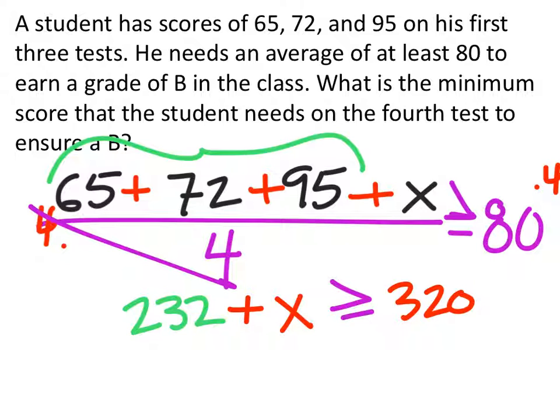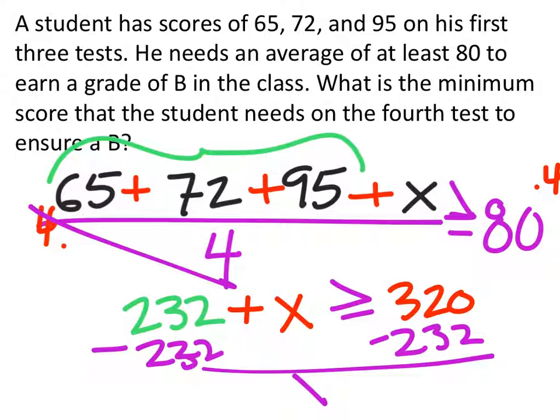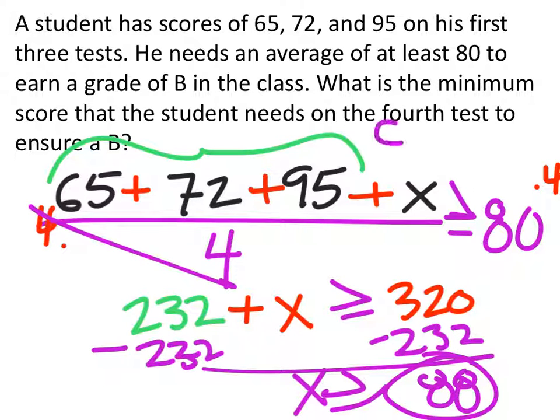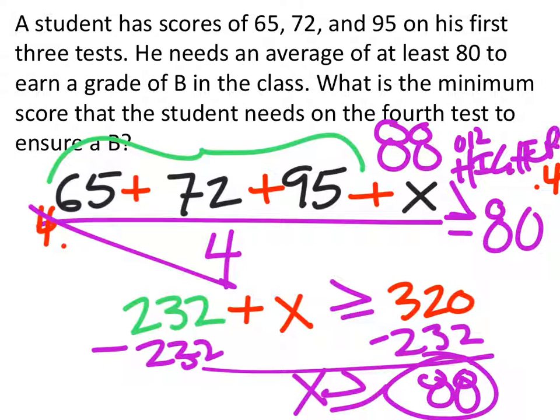In order to find that last test value, we just need to subtract 232 from both sides. And we find that x needs to be greater than or equal to 88. So in other words, what is the minimum score? It's an 88. So I need to get an 88 or higher on this final test in order to get the 80% in the class that we need.